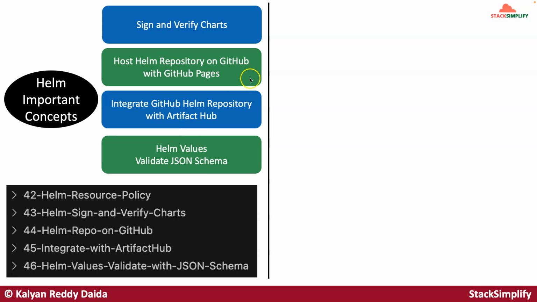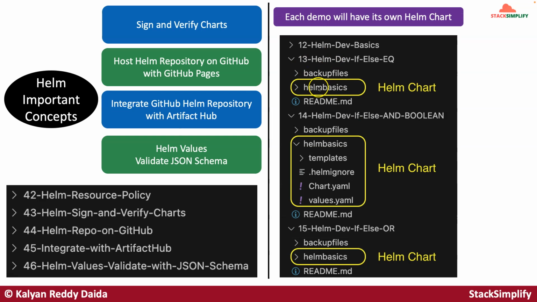Once we complete all these demos, we also need to understand one more thing: for each and every demo, we have a Helm chart inside it. For example, if you take 13 Helm Dev if else EQ, its own Helm chart will be present, which means there is no confusion in executing the demo. You can go to that section and execute the demo, and that Helm chart should work for that respective demo.